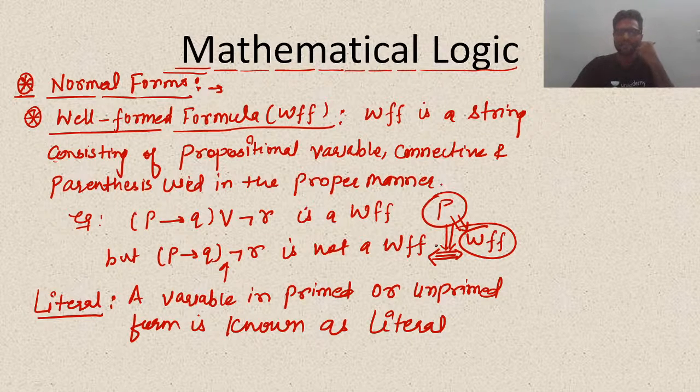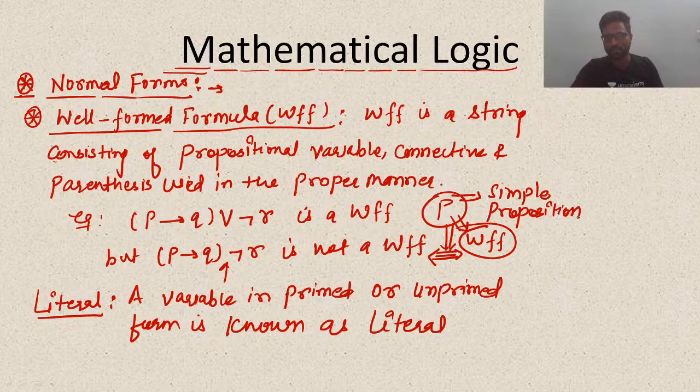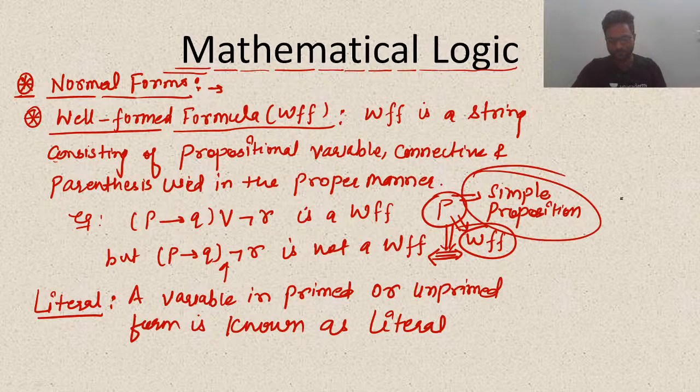We cannot say that P is an argument. Where are the premises and where is the conclusion? If I assume P is a simple proposition, then there is no conclusion at all.